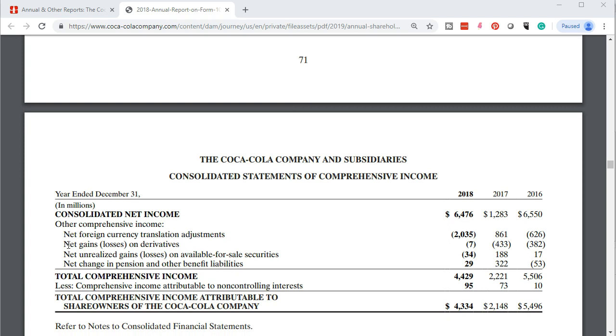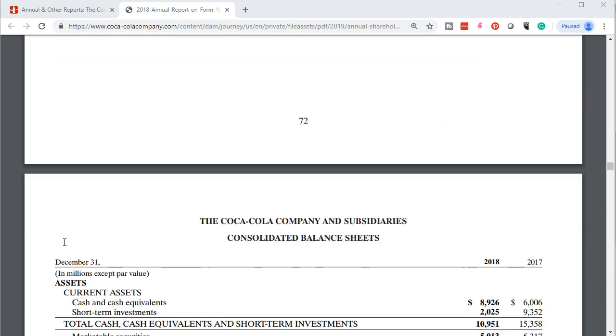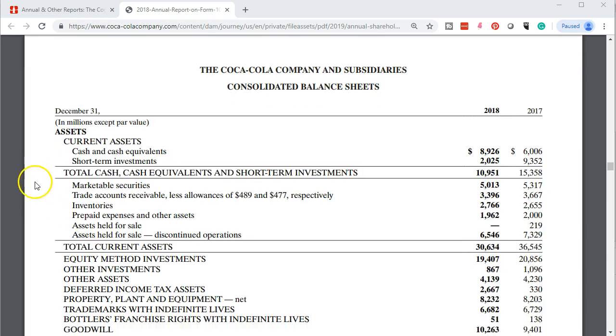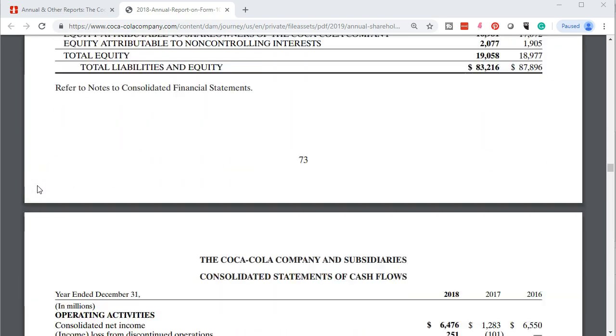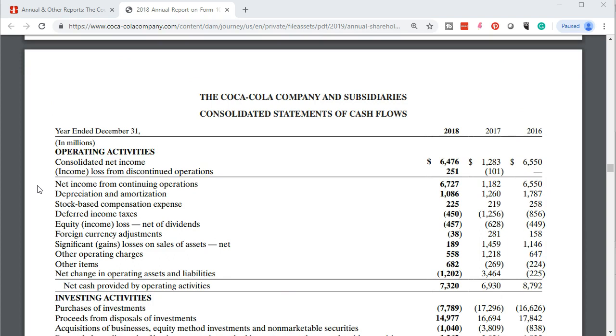Next, we're going to have the consolidated statement of comprehensive income. Then we're going to have the consolidated balance sheet. So we've got the assets, liabilities, and equity on the balance sheet. And then we're going to have our consolidated statement of cash flows. So this information is available and it's fairly easy to find on most company websites which are publicly traded. So if we're talking about a publicly traded company and you want to check out their financial statements, you could typically just simply go to their website, look for that investor information, and typically be able to find their financial statements fairly easily and use that information for your ratio analysis.